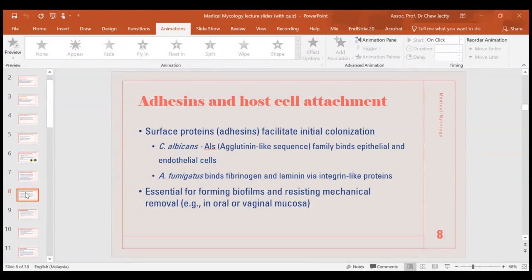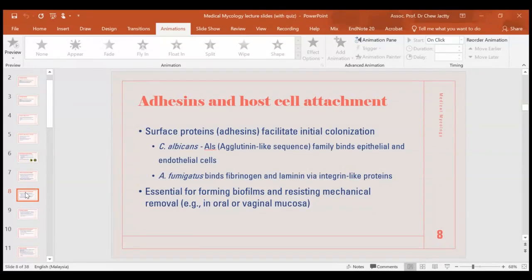process. For example, Candida albicans has agglutinin-like sequence proteins, a group of proteins that help Candida bind to epithelial and endothelial cells. Aspergillus is able to bind to fibrinogen and laminin through integrin-like proteins. So these are different adhesion proteins that help Candida and Aspergillus attach to the host cell.